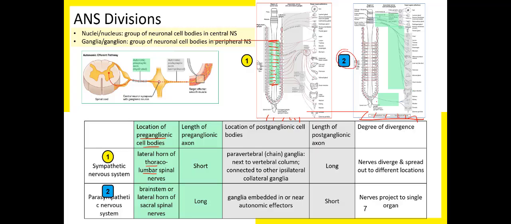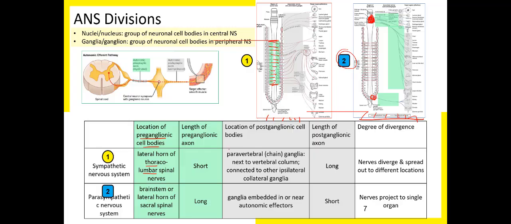You compare that with the location of the preganglionic cell bodies of the parasympathetic nervous system over here. The cell bodies of the first neuron, the preganglionic neuron, are located either at the bottom part of the spinal cord, the sacral spinal nerves, or at the brainstem, the cranial nerves. So they would be the craniosacral part of the central nervous system.